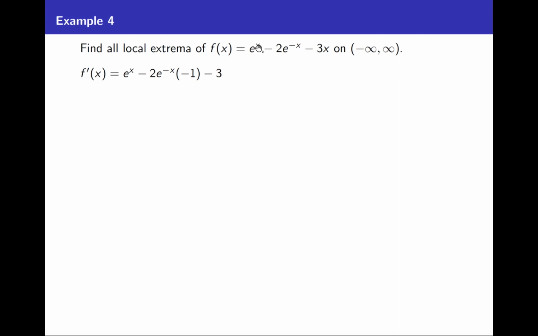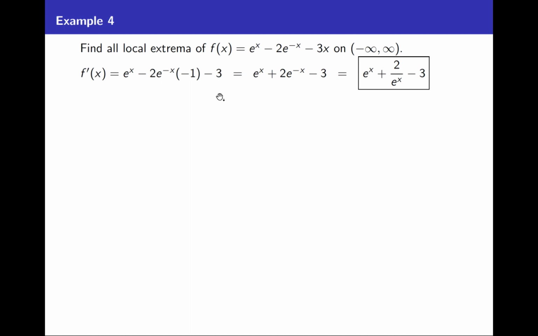Working this through, the derivative of e to the x is e to the x. Then the derivative of minus 2 e to the minus x is, now that's a chain rule problem right there. It's not e to the x, it's e to the negative 1 times x. So you've got to use the chain rule there. Minus 2 e to the negative x times the derivative of negative x, which is negative 1, minus 3. So f prime of x is e to the x plus 2e to the minus x minus 3.